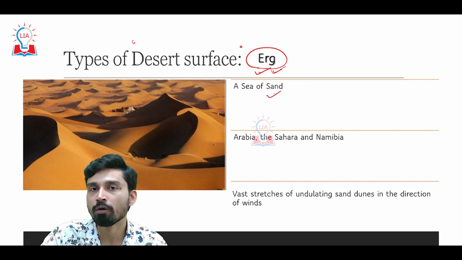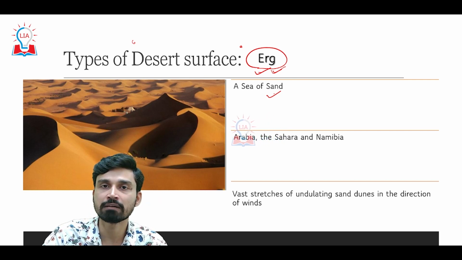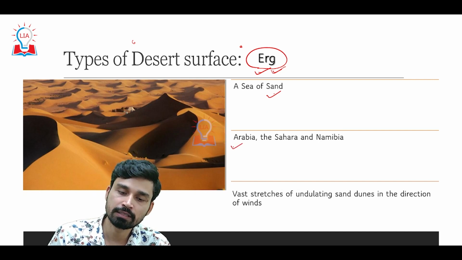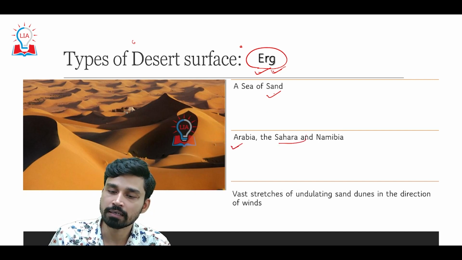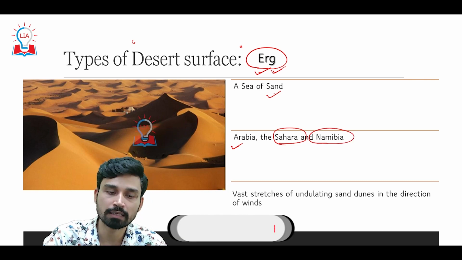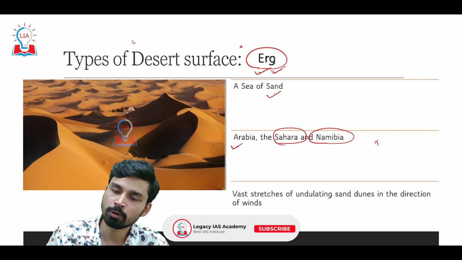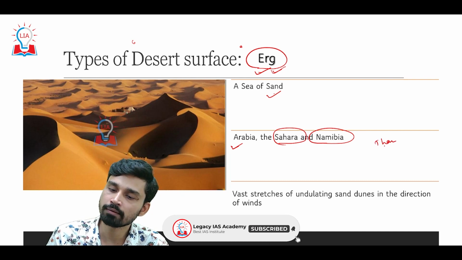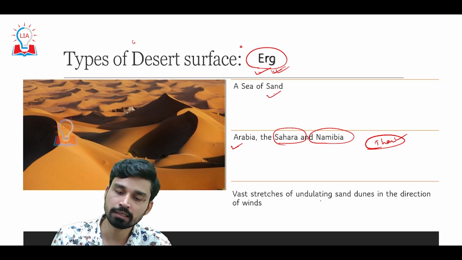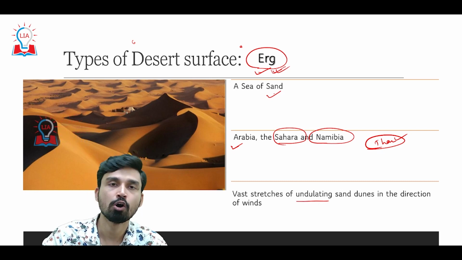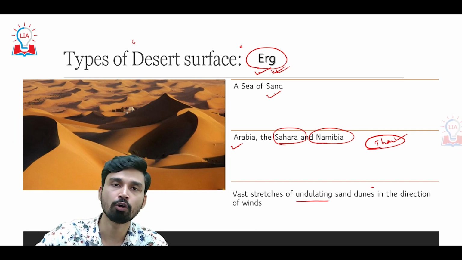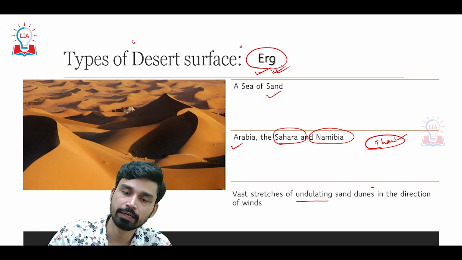A large area of the landmass is covered by sand deposits or sandy sediments. For example, the Arabian Desert in Arabia, the Sahara Desert in Africa, and the Namib Desert in Namibia are the best examples of large-scale Erg desert. Even in the Thar Desert, a large part is an example of Erg desert. In simple terms, Erg deserts are vast stretches of undulating sand dunes that continuously move in the direction of the wind. So that is the first kind of desert.